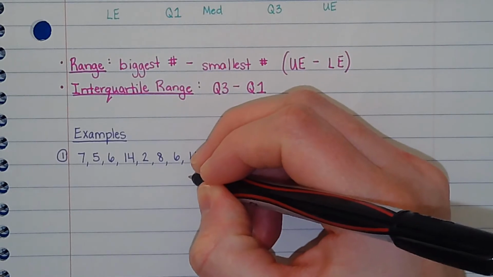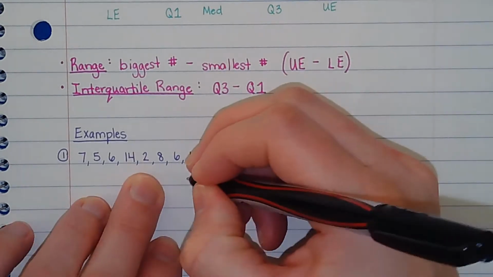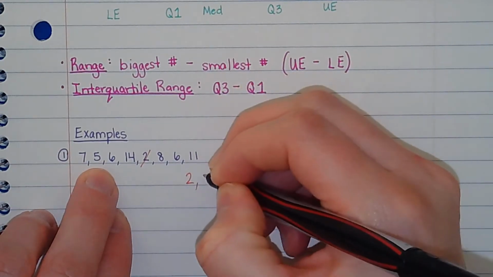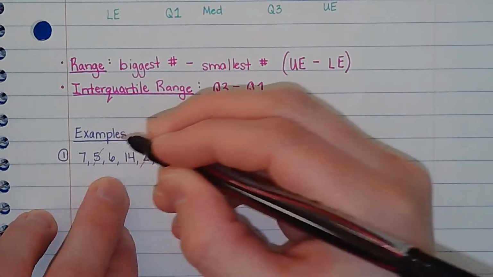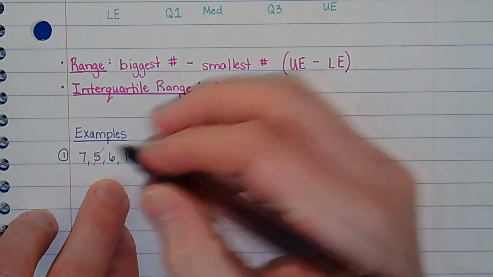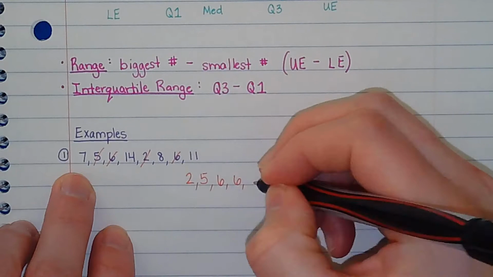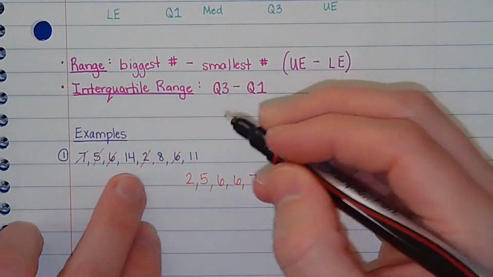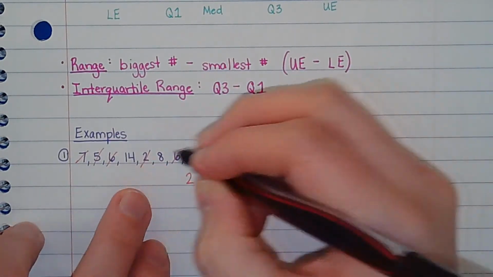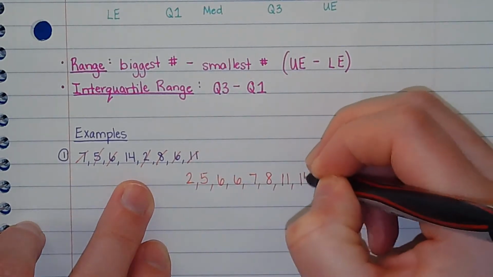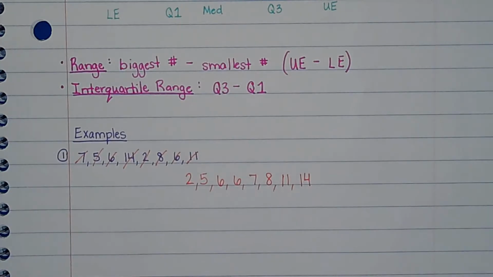So, let's see. My smallest one is 2. 5. 6. 6. 7. 8. 11. And 14. All right, so I put these in order from least to greatest. That should always be your first step when you're doing box and whisker plots, okay?